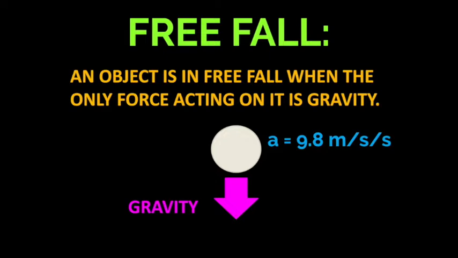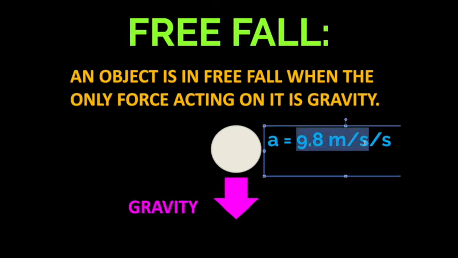An object is in free fall when the only force acting on it is gravity. So if there's only one force acting on it, let's say it's gravity, gravity accelerates objects at 9.8 meters per second per second. That means they get faster. Every second they increase in speed by 9.8 meters per second. That's about 32 feet per second. So every second it's increasing in speed.